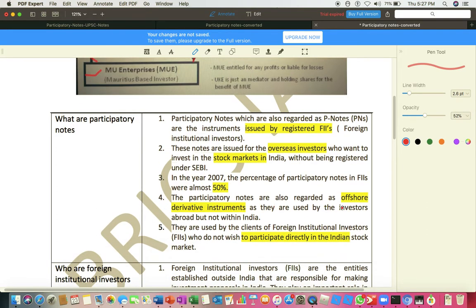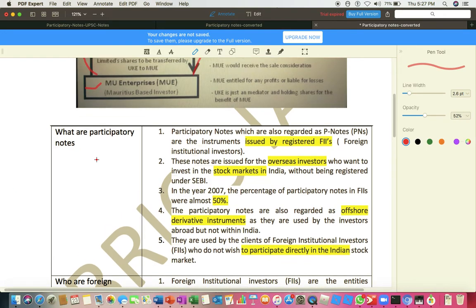Participatory notes are also regarded as offshore derivative instruments, as they're not happening within India; they're outside India. They are used by the clients of foreign institutional investors who do not wish to participate directly in the Indian market. That means MU Enterprise doesn't want to participate directly in the Indian stock market. They are used through foreign portfolio investors or foreign institutional investors who have actually got registered with SEBI.